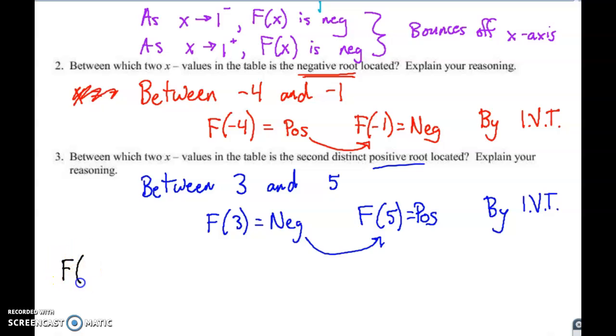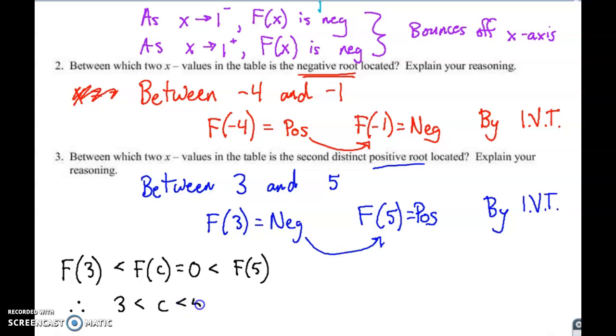You had to write it in the correct order. For instance, it makes perfect sense to write it this way. F of 3 is less than f of c, which is going to tell us that f of c equals 0 in the problem. That's what we're looking for. The roots are when the function equals 0, is less than f of 5. And then they would write therefore. This is our symbol for therefore if you haven't seen me write it yet. There's a value for c such that f of c equals 0 between 3 and 5. So this would be the correct way of writing this.